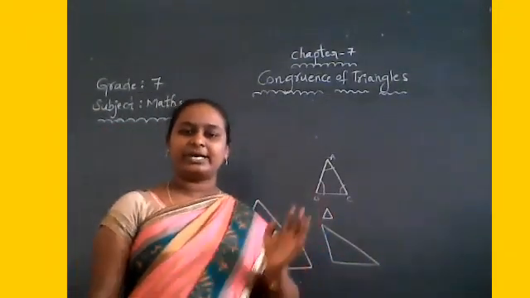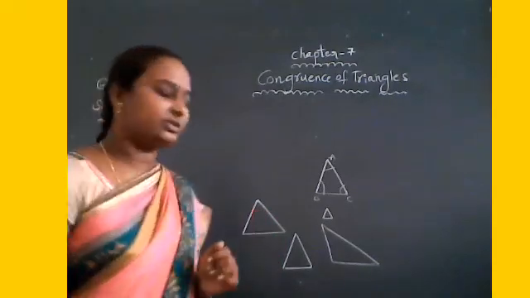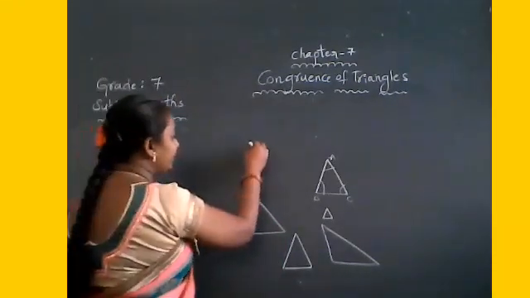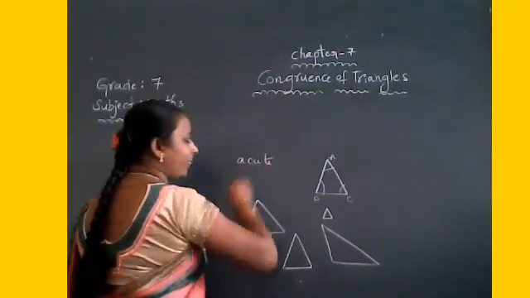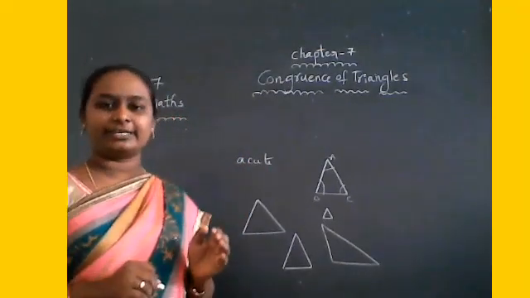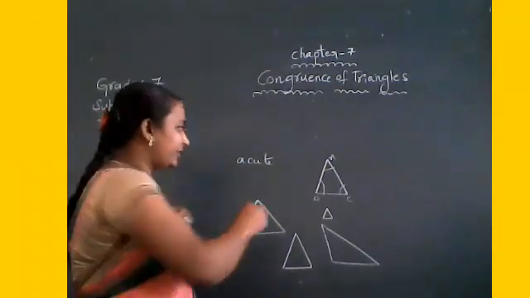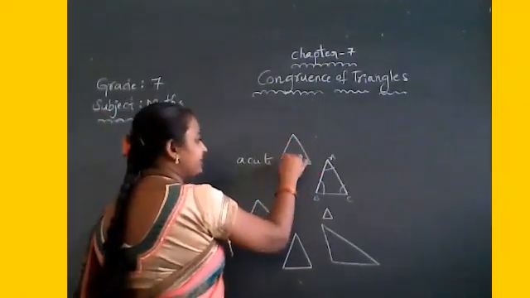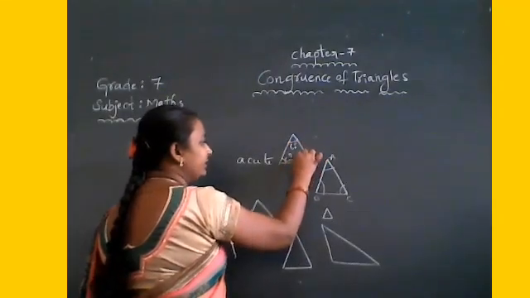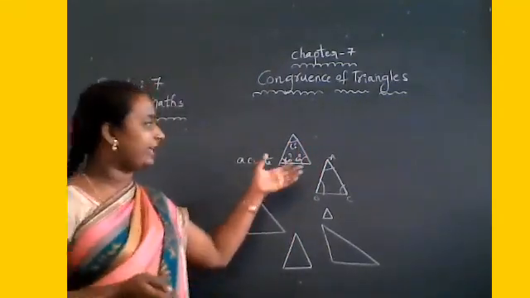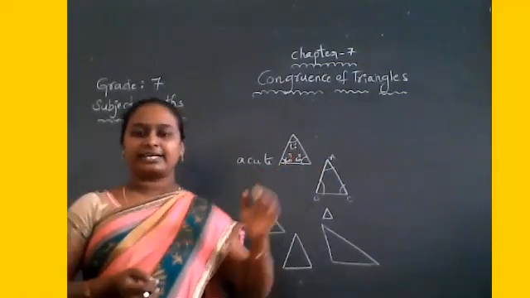Like that, based on angles, the triangles are classified into three types. One is the acute angled triangle. Acute angled triangle means each angle in the triangle is less than 90 degrees.